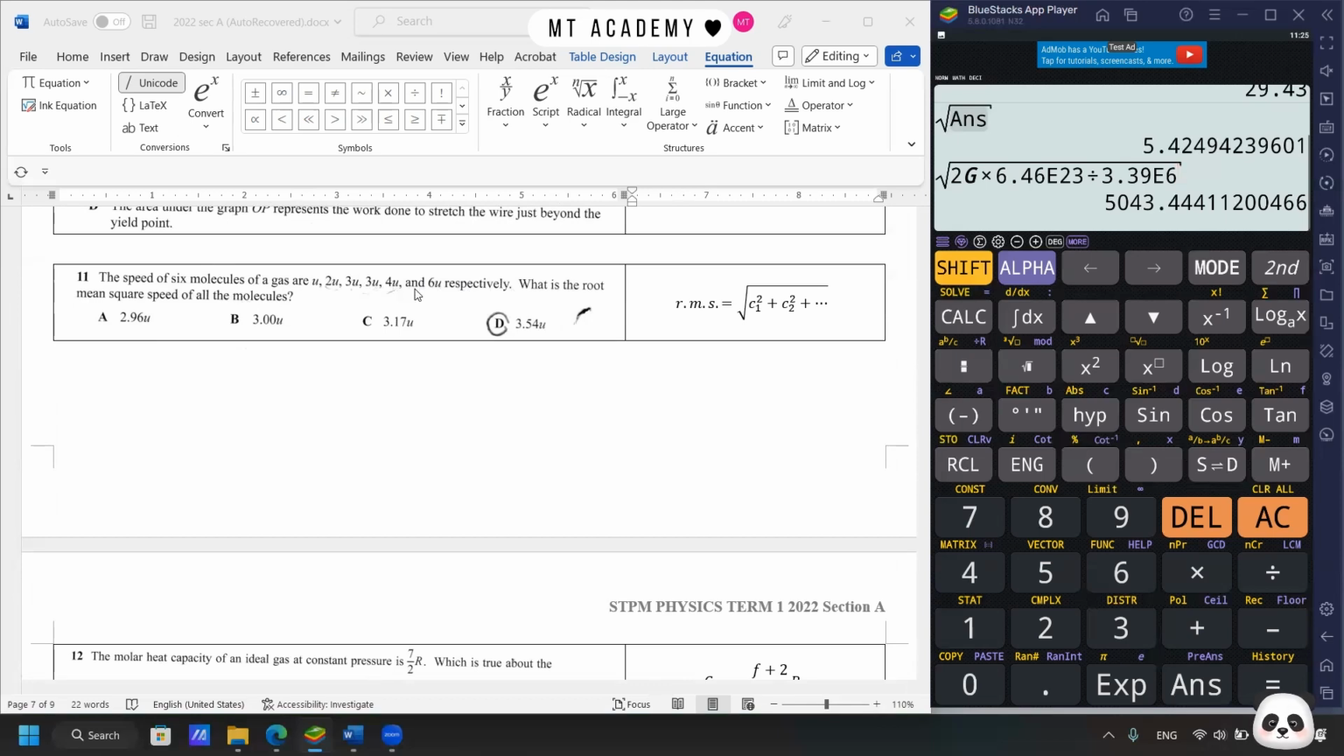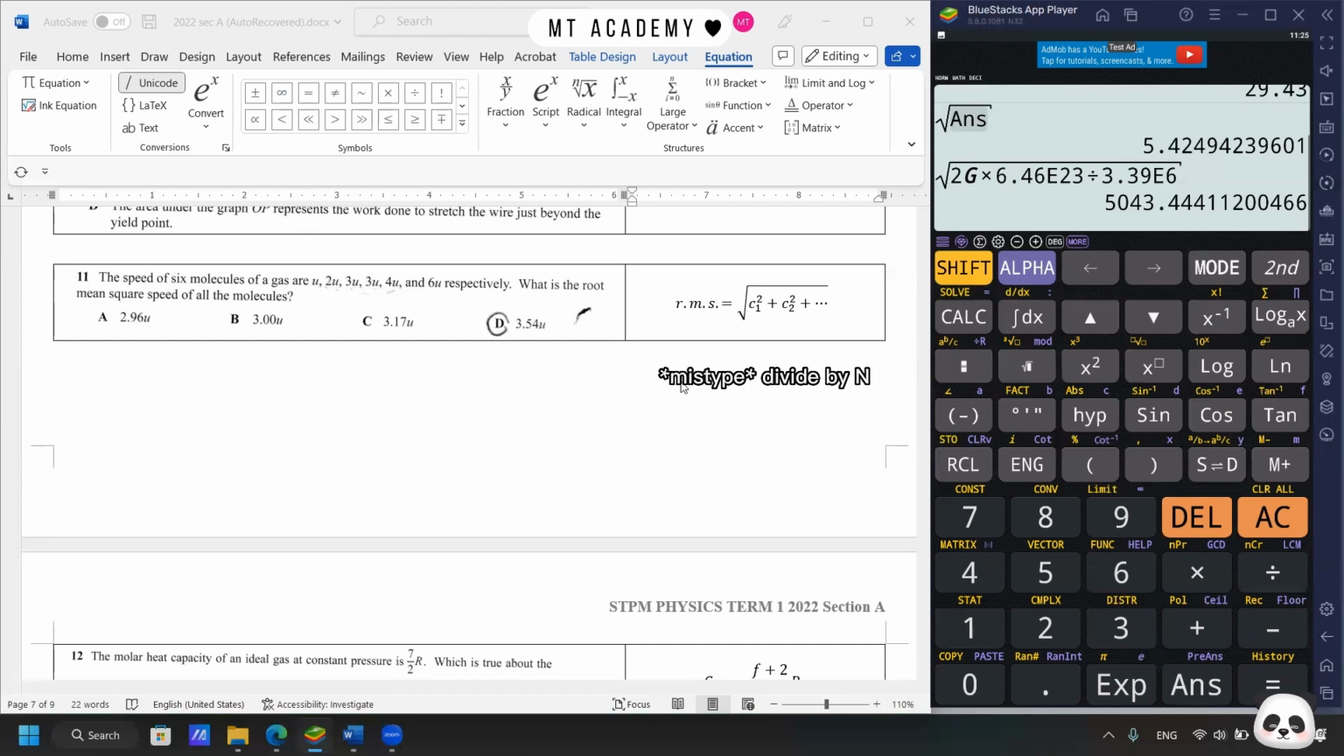So I guess you should know how to do this. By the word root mean square, it means that you get the square first, and then you get the mean, and you get the root. Okay, so this is the formula. So just go through the formula: we do the square first. Square first means that you square all the speeds.